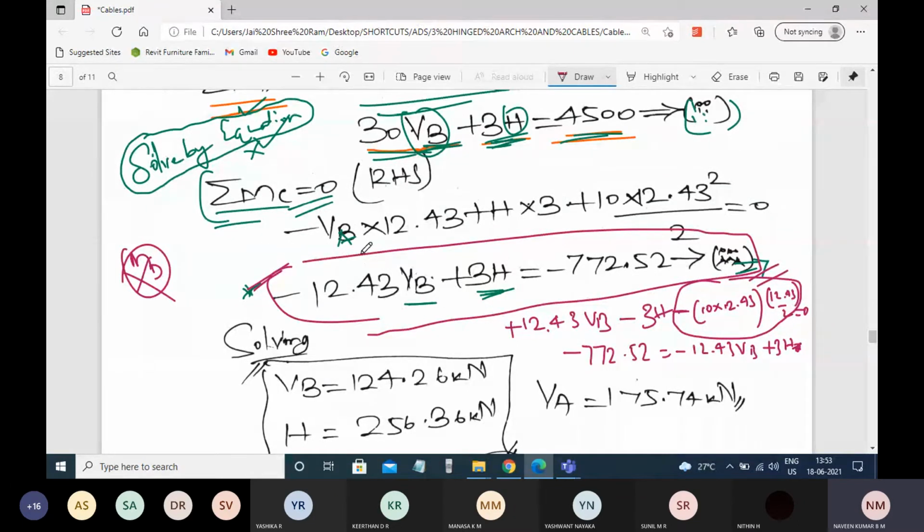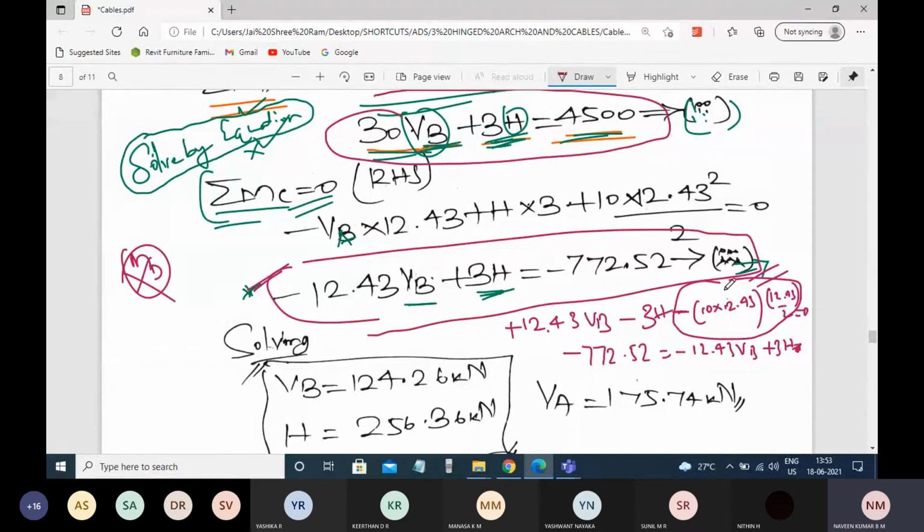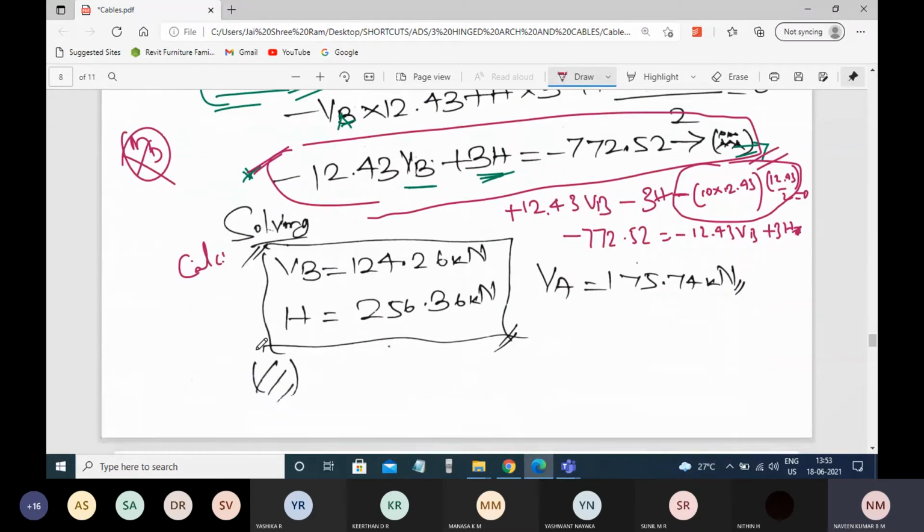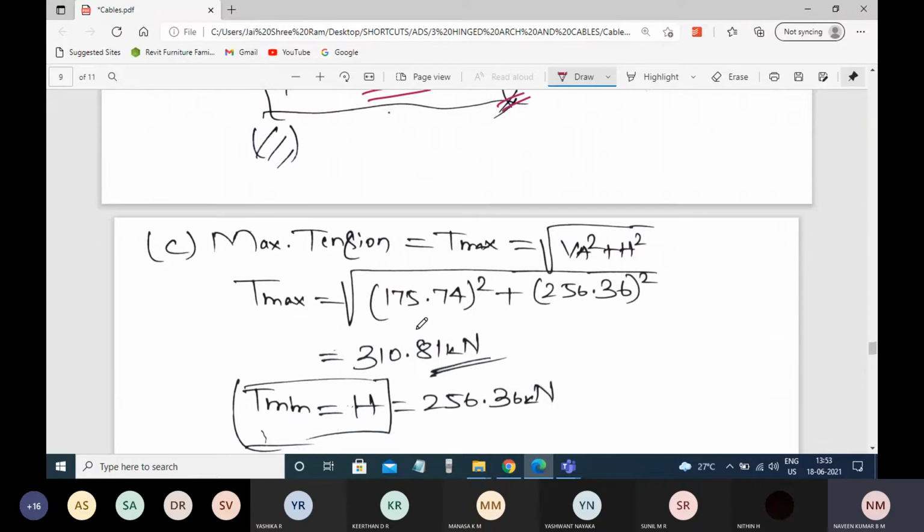So you consider equation 2 and equation 3. So this equation 2 as well as this equation, you can solve by using calci. Okay, you can use calci. You can get this VB as well as H. VB equals to 124.226 and H equals to 256.36 kilonewton. So once you got the reactions, then you can happily find the maximum tension and minimum tension.